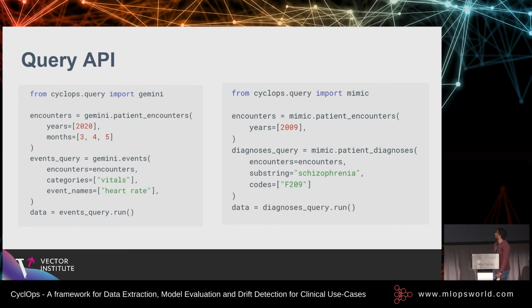And currently we have done this for 2 data sets. One is the one that I mentioned, Gemini, which is the one that we really want to develop applications on top of for our healthcare partners. But the other is a publicly available data set which researchers have done a lot of work on, which is Mimic.